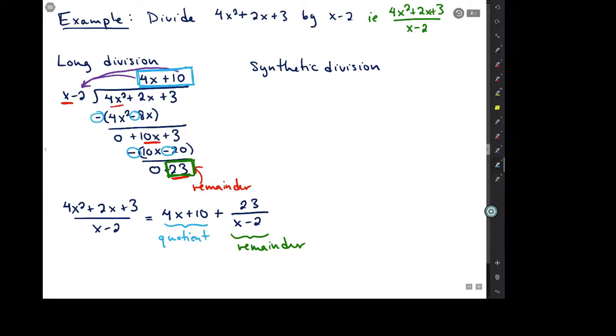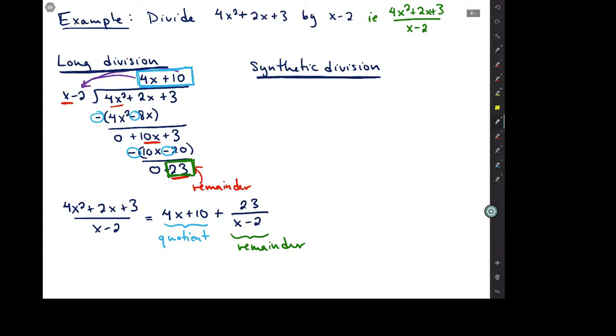All right, that is polynomial long division. There is a shortcut, which is called synthetic division. So we have long division, which is a long way of doing this, and then we have synthetic division. I'm going to show you this quickly, and then I have a couple more examples to show you as well.